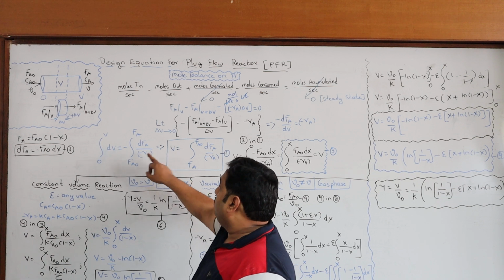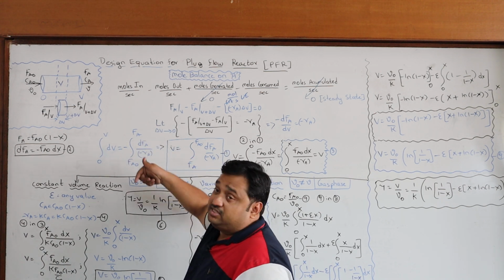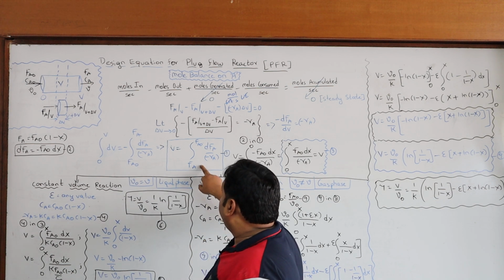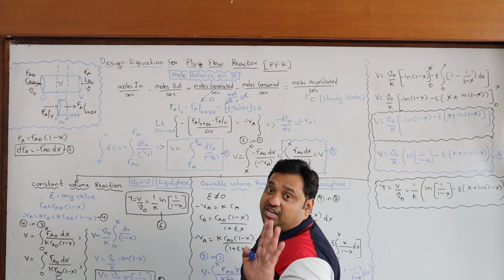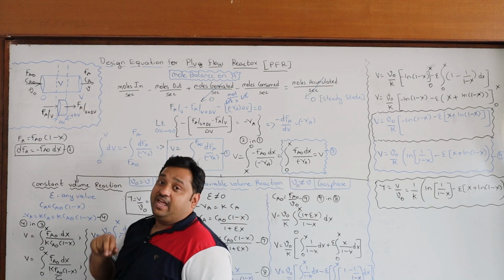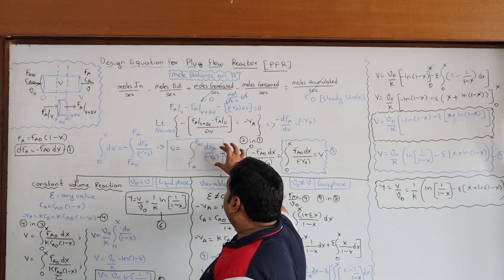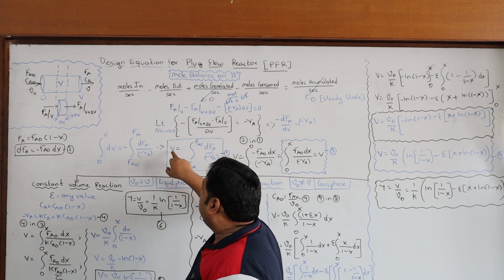Therefore, V is equal to, if I take out this minus symbol, these limits will flip. So, think of Fa to Fa0, dFA by minus Ra. This is your design equation. This is how you are able to find the volume of the plug flow reactor. If you know this term and integrate it, you get a value that is nothing but the volume of this particular reactor.